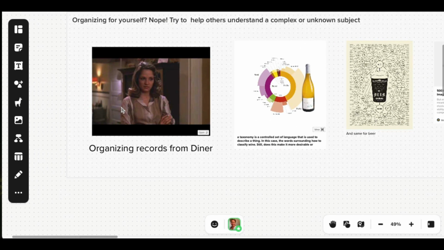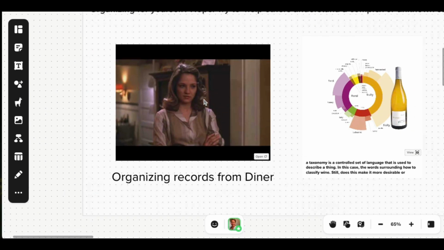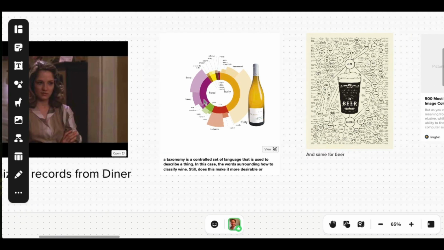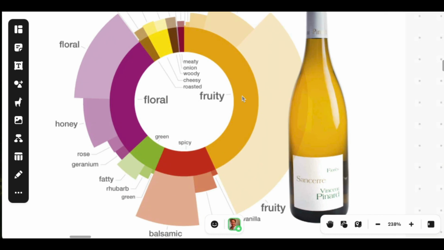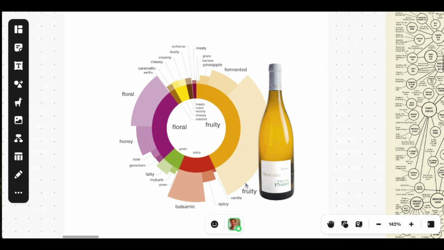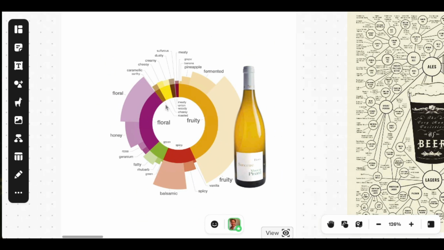So here's my favorite scene from an old movie called Diner, where she's really mad at this guy because he's always obsessive about organization. Okay? Here is an example of how you don't have to use the words necessarily that are understood. Wine has a lot of varietals. That's a taxonomy right there. But you can also use these other words.